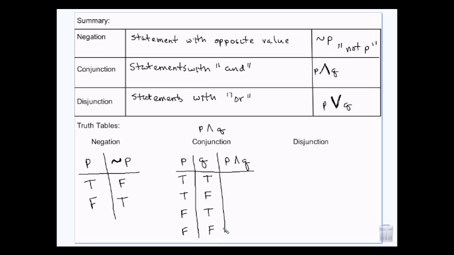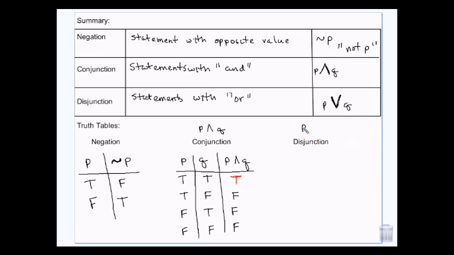So false and false will still stay false, right? Yeah. And then true and false will stay false, and this is "and." True, false, and false. So here is my only true, if they're both true. The rest of these, if it's "or," then it'll be true.